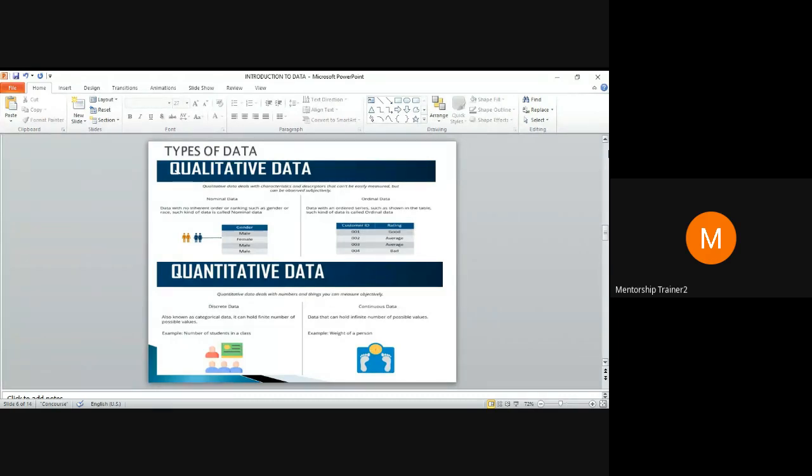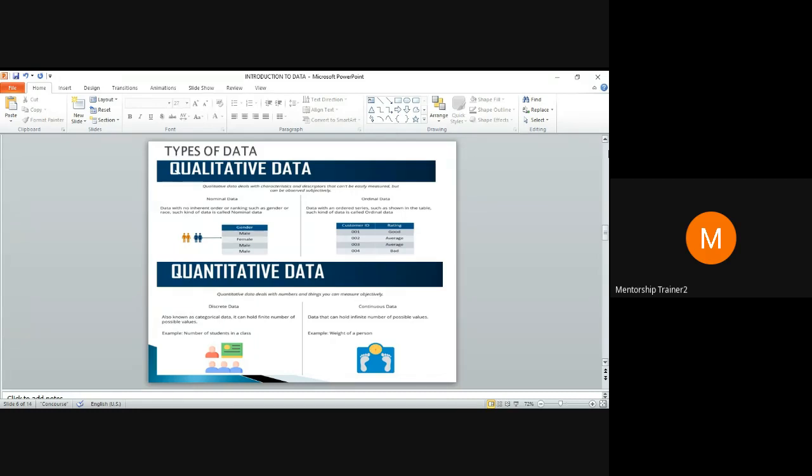You are collecting data for, is this person tall? Is this person average? Is this person medium? Or anyhow you want to put it. So you are collecting data based on attributes. Is this person fair? Is this person dark? You understand? So you're collecting data based on the attributes and characteristics that you are seeing. So you would refer to it as qualitative data.